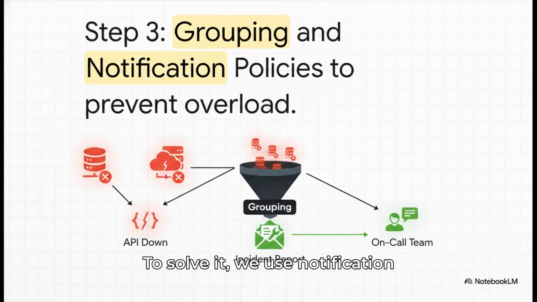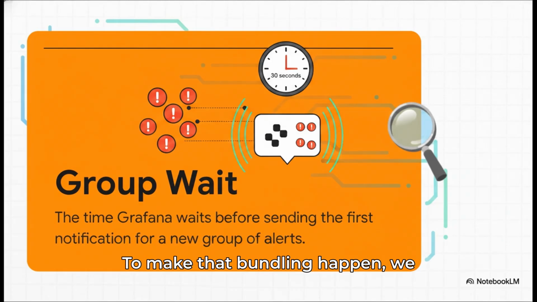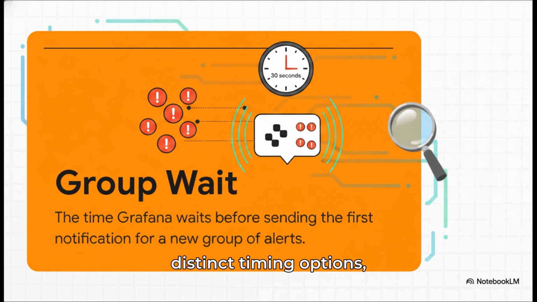To solve it, we use notification policies and alert grouping. We want Grafana to catch all those related errors from that cascading failure and bundle them into a single cohesive incident report. To make that bundling happen, we rely on 3 distinct timing options, starting with group wait.